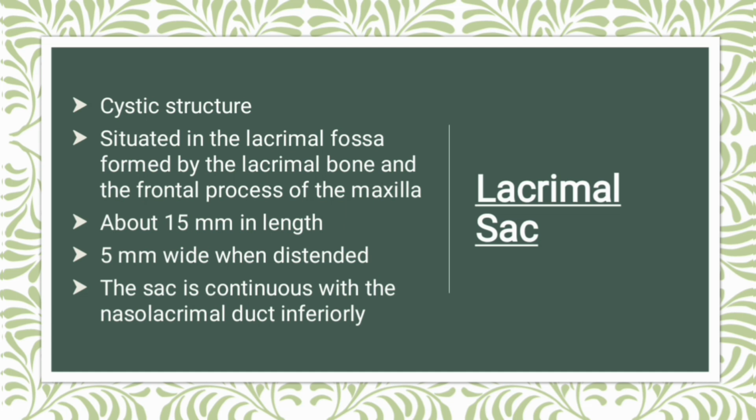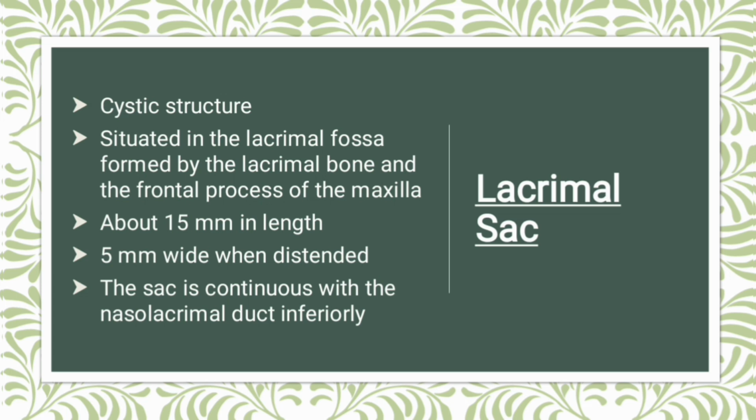So lacrimal sac is a cystic structure. It's a cyst-like structure which is situated in the lacrimal fossa formed by the lacrimal bone and the frontal processes of the maxilla. Basically, these two are the bones, right? So there is a space that is formed by the lacrimal bone and the maxillary bone, and this is a little bit of space.